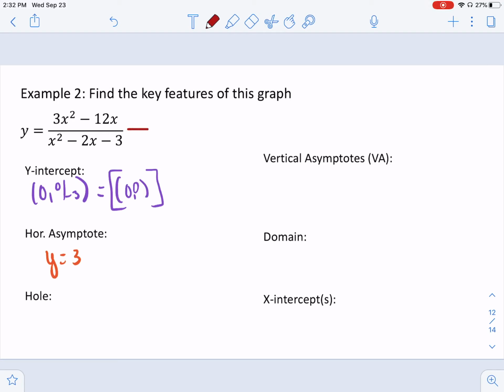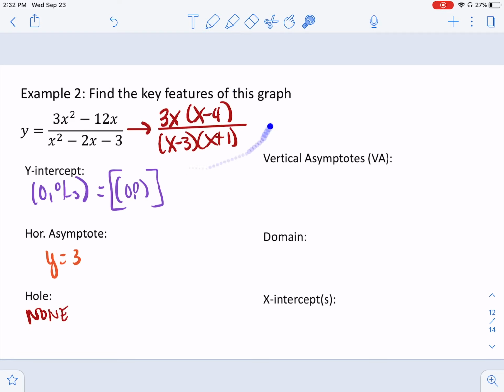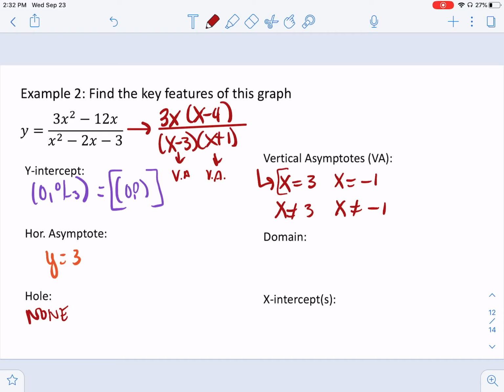I know I have to factor it now, so I factor this and I get 3x, x minus 4, x minus 3, x plus 1. Nothing cancels here. I do not have a common factor, so therefore I do not have a hole. That means both of these become my vertical asymptotes, which means that my vertical asymptotes are at x equals 3 and x equals -1. Reminder, sometimes you'll see me write those as the restriction. Because they are the restriction, this is really the location. So either or is really acceptable in this case.